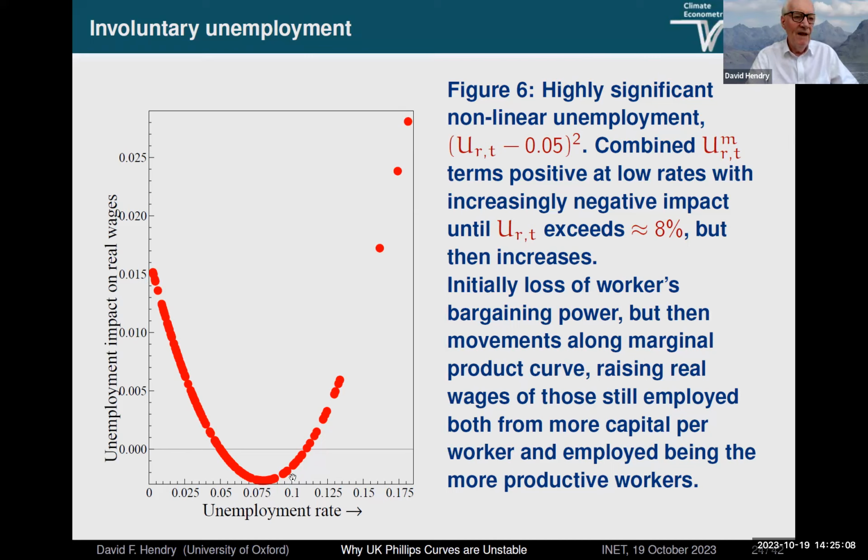And what's happened is there's a movement along the marginal productivity of labor curve, and it's raising real wages for those still employed, both because they've got more capital per worker, so fewer workers, and they're the more productive workers because firms are probably quite good at getting rid of the less productive workers. And this is badly misinterpreted in the Phillips curve literature. It's not that high wages are causing high unemployment. High unemployment is causing high real wages. Patrick Minford has never understood that that's possible because he doesn't believe that unemployment is involuntary. But you don't march from Jarrow to London as if it was a holiday if you could get a job.